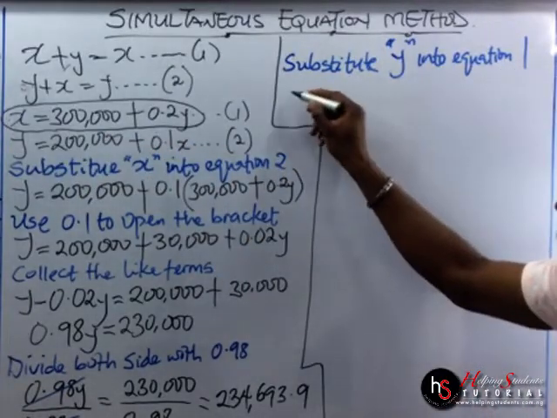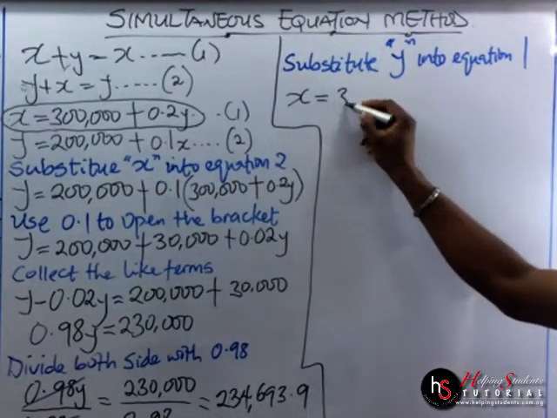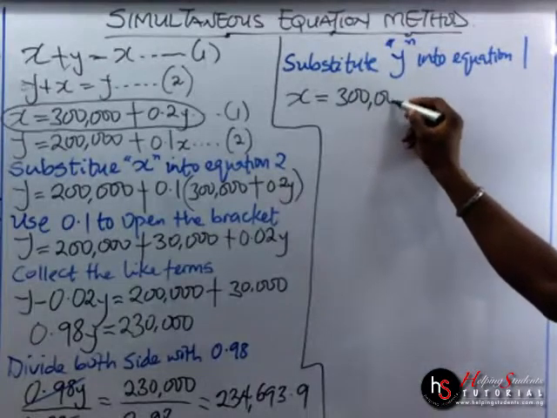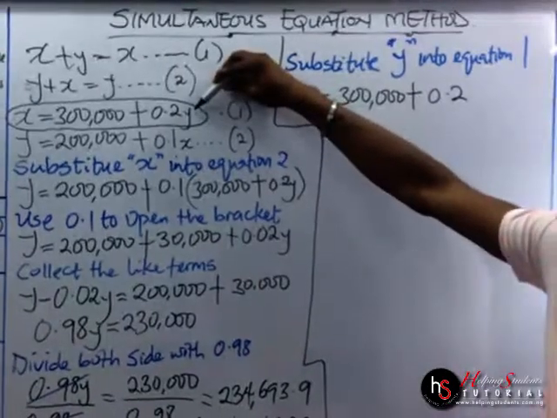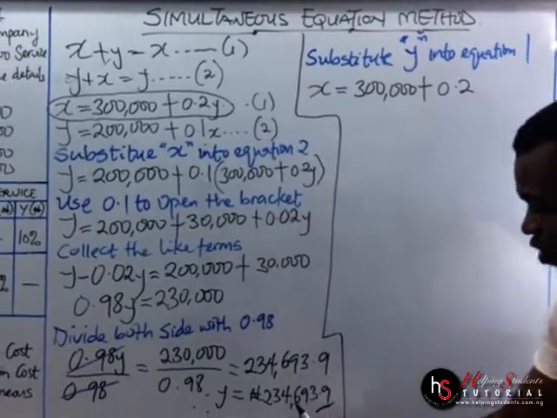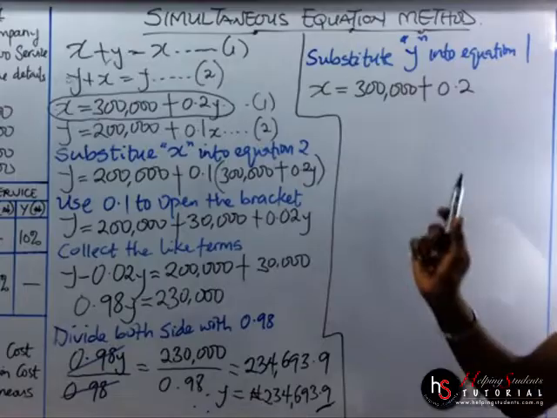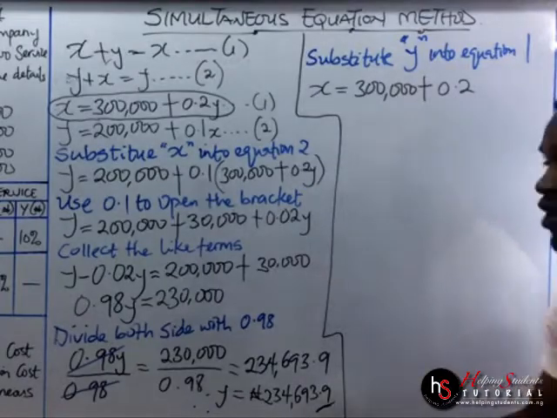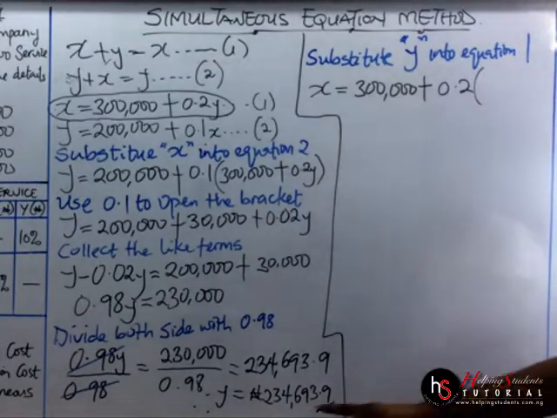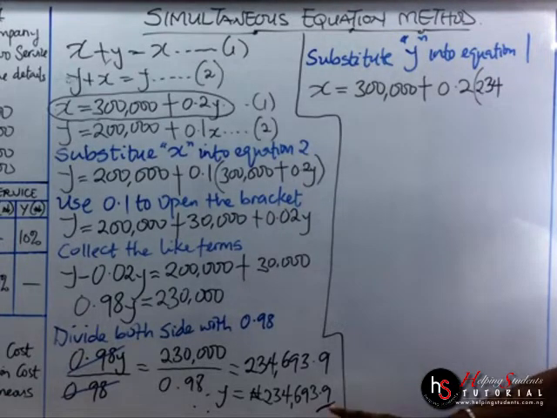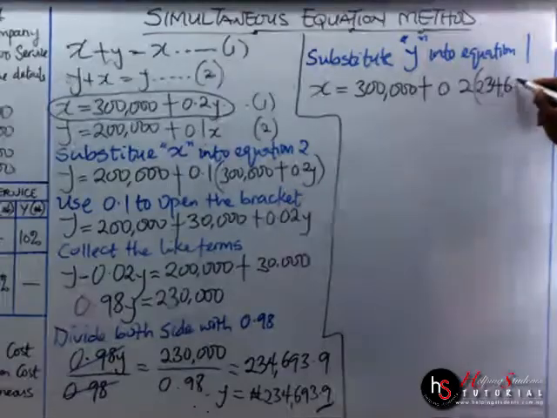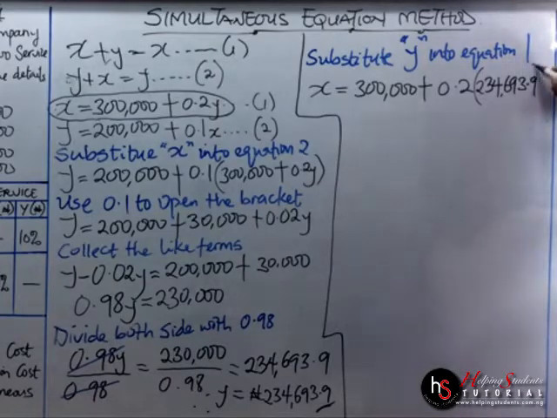We have x, which is equal to 300,000 plus 0.2. Now you can see we have y. And what is the final answer we got for y? This value. So anywhere we see y, we're going to insert this value. So what we have here is 234,693.9, which is this answer we have here. Okay, this particular value.